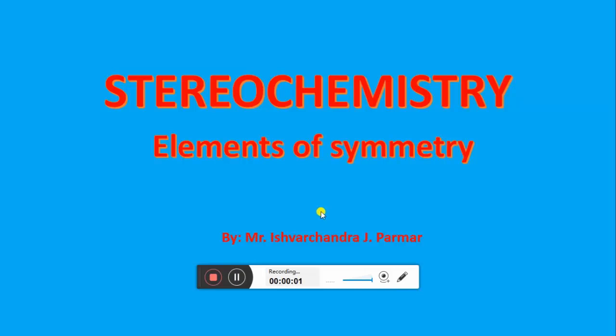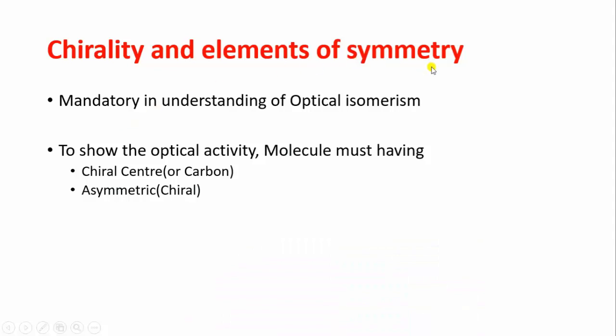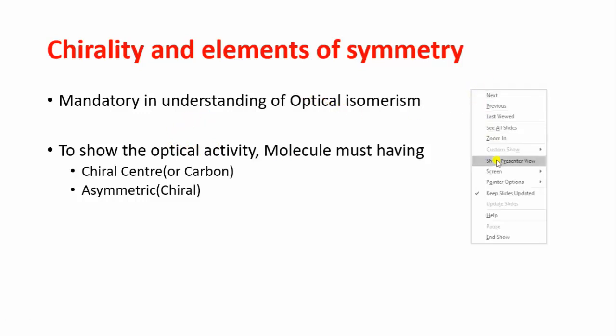Hello friends, today we will learn elements of symmetry. So let's start to understand elements of symmetry. Elements of symmetry and chirality are mandatory in understanding optical isomerism. If we learn optical isomerism, it is a basic requirement to understand chirality and elements of symmetry.